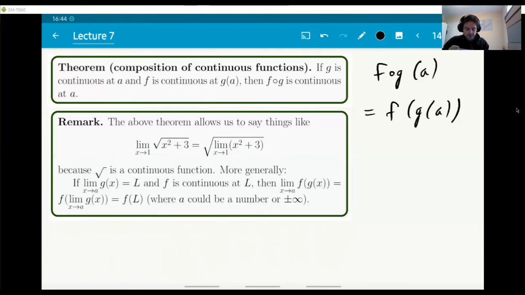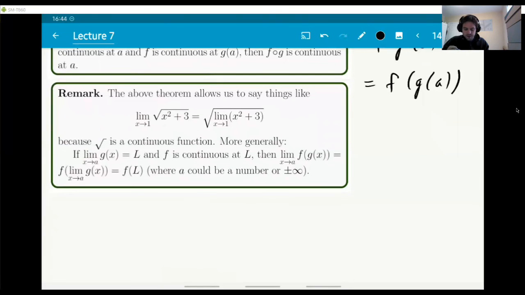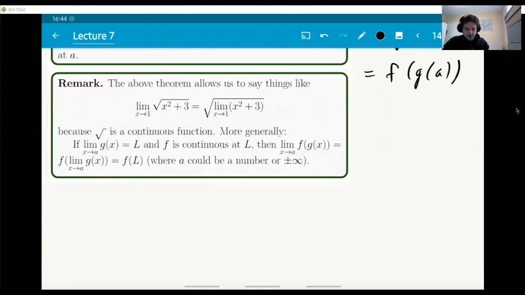For us in calculus, why is that important? Why does that matter? It matters because it allows us to say things like this: essentially, writing a limit inside, as long as the function that's outside is continuous at the point that gives you that limit. So the limit of the square root is the square root of the limit, as long as that limit inside exists, which is the case in here. If you wanted to compute this, it would be 2.